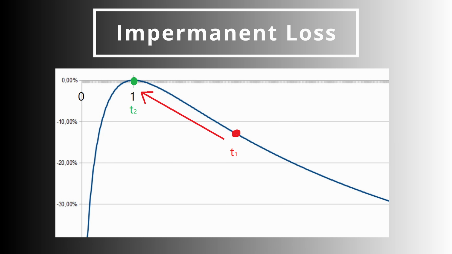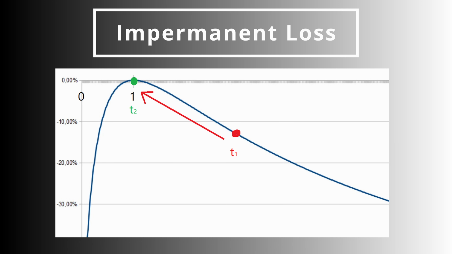The problem with two volatile assets is that the relative price of the two will almost always change and you will always incur impermanent loss. To avoid impermanent loss, many investors search for pools with prices that are stable relative to each other.